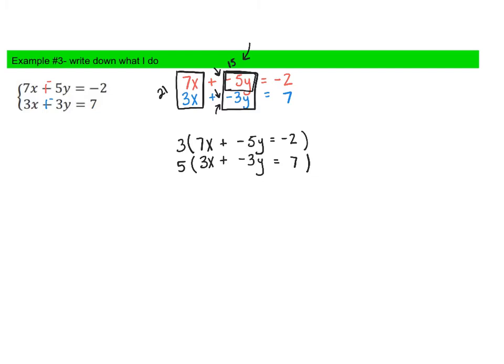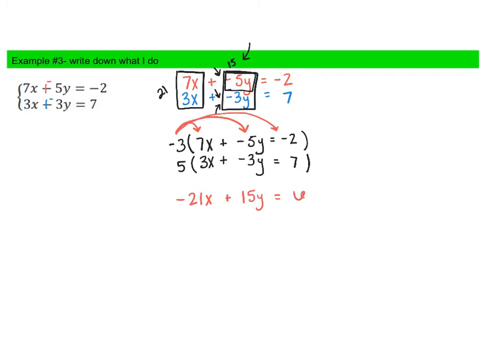And the one thing I haven't done yet is I have to decide one of these has to be a negative, one of these has to be a positive. So I'm just going to go ahead and change this to a negative 3 and multiply that entire equation by negative 3. Okay? Here we go. Negative 3 times 7x's is negative 21x's. Keep my plus sign. Negative 3 times negative 5 is 15y's. That's exactly what I wanted. And negative 3 times negative 2 is positive 6.